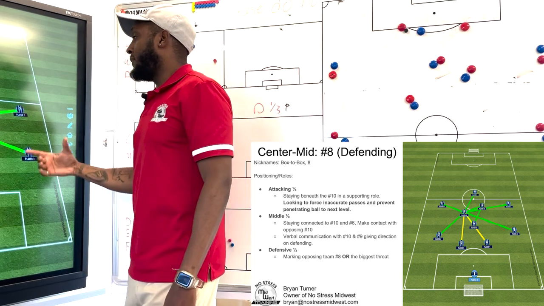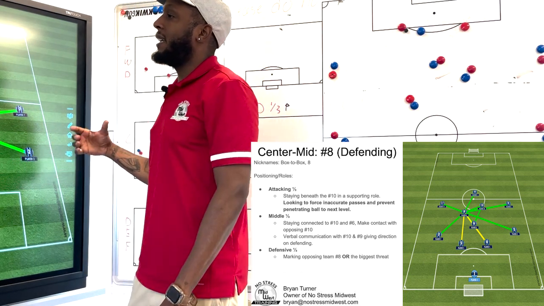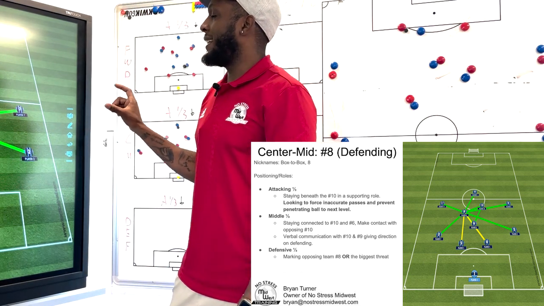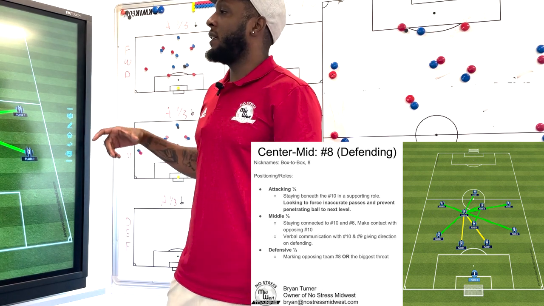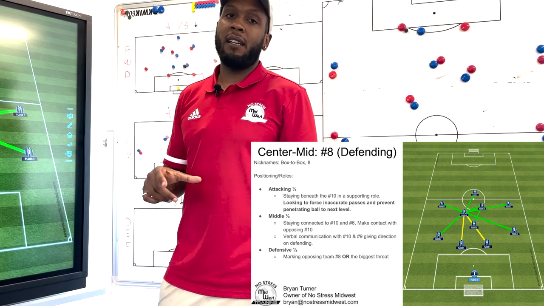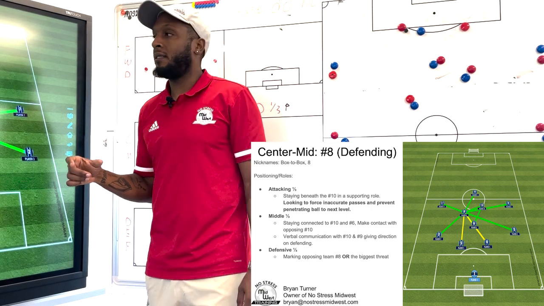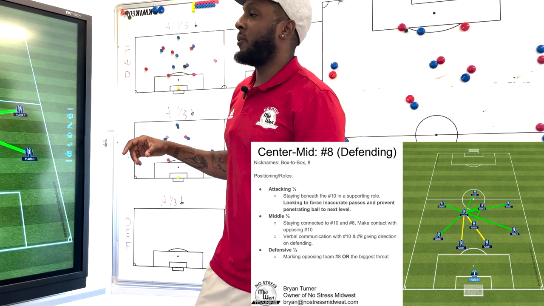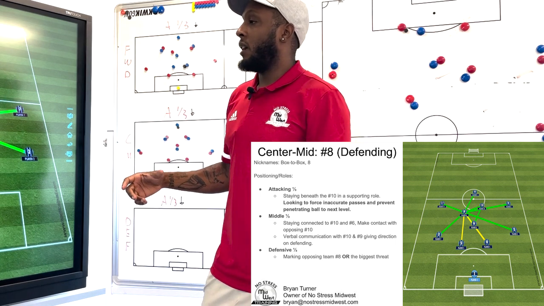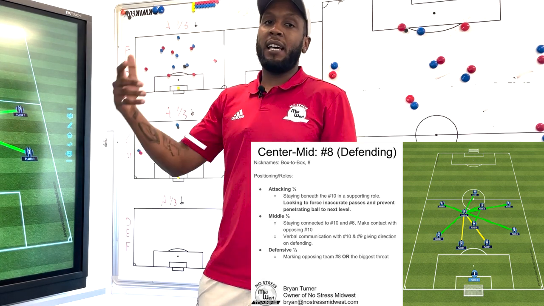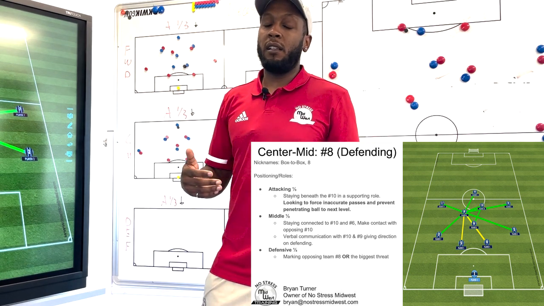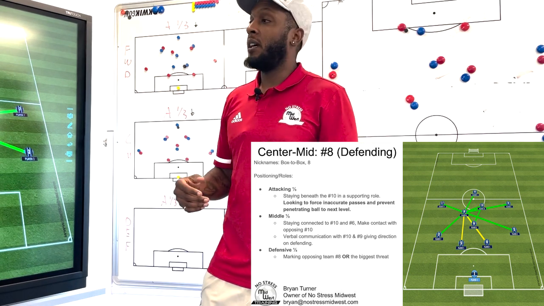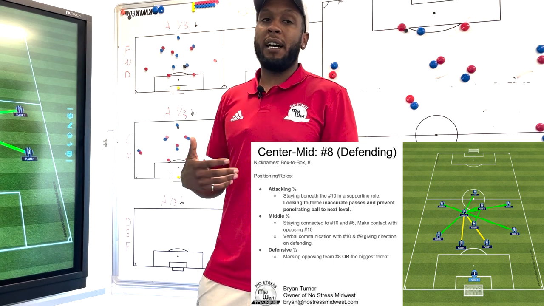On the defensive phase of the game, in that attacking third, just staying in between the 10 and the 6, being that supporting role, looking to force those inaccurate passes and prevent that penetrating pass. In the middle third, we want to stay connected as well, making contact with that opposition 10 as it's coming into our defensive and middle third, making sure that we have a body on them.